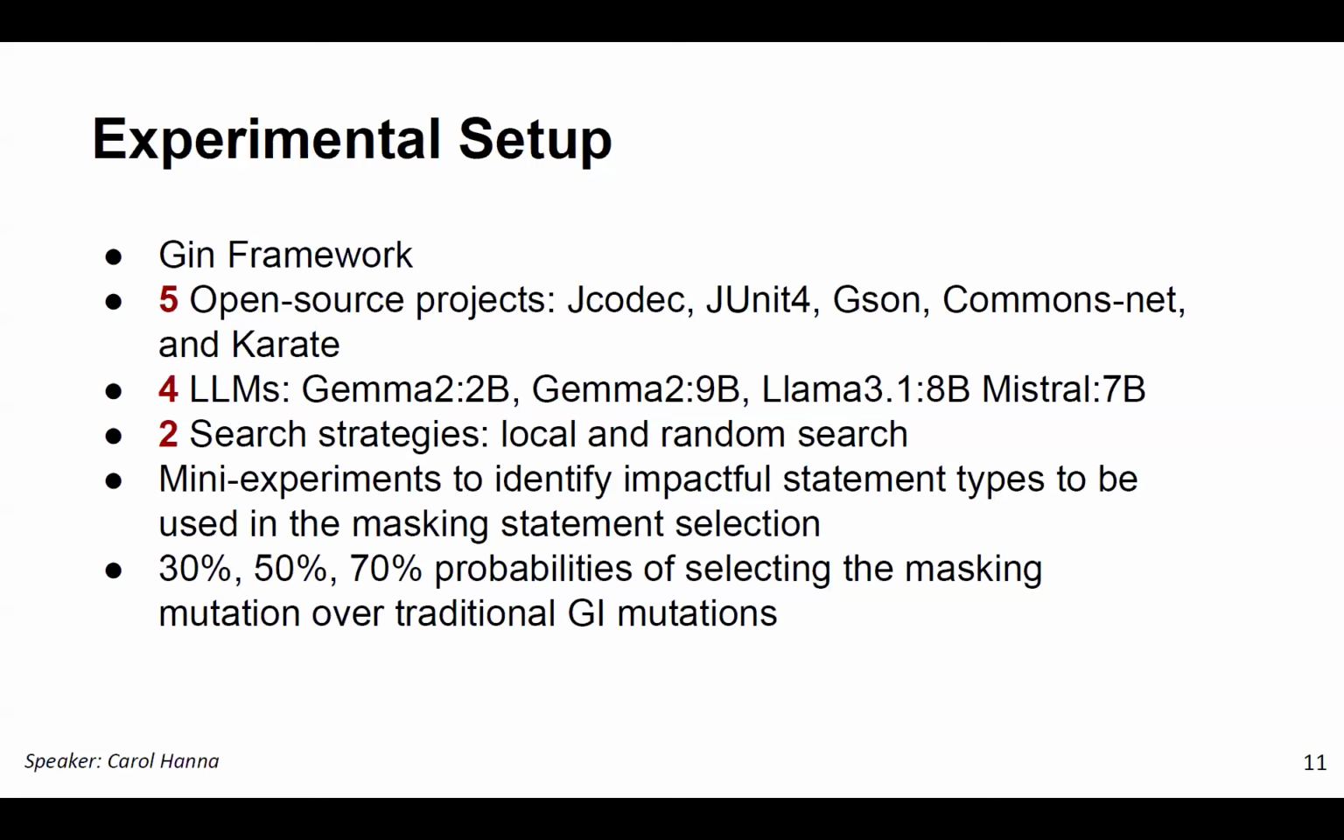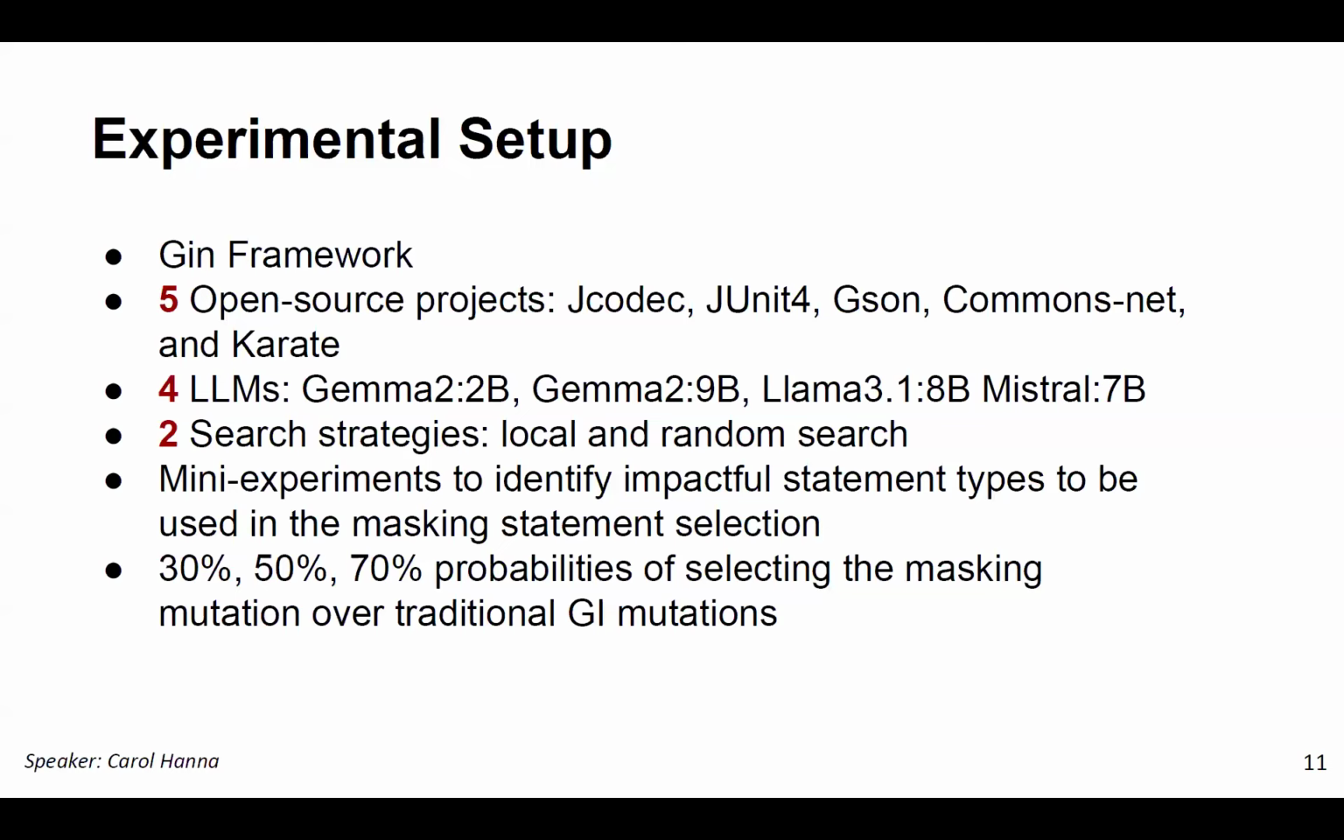2 search strategies were used: local and random search, and these ones are already implemented within GIN. An important thing to maybe note is that we ran a few mini experiments to be able to identify impactful statements to mask when using the operator. There's a difference if we're masking a return statement, or an assertion, or different types of statements; they yield different results. So we played around with this to see what would be the most impactful statements to combine with this operator.